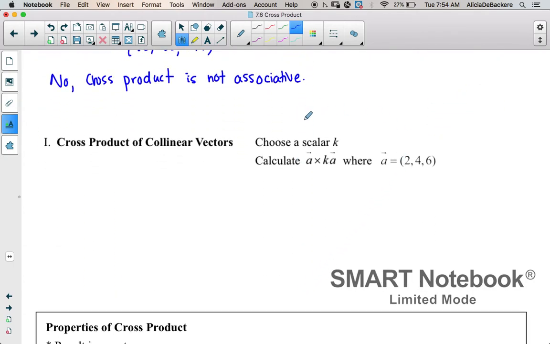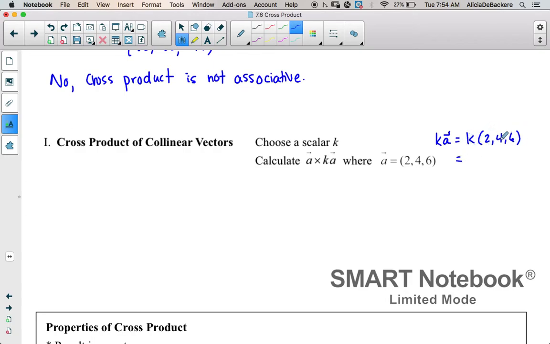All right, for the last one that we're going to prove here, we're going to choose a scalar k. So you get to pick any number that you want. It could be negative, it could be a fraction, it could be a big positive number. You're going to pick a number for k, and you're going to figure out what k times a is. So for k a, that would be k times the vector 2, 4, 6. So you've got your k number in mind.